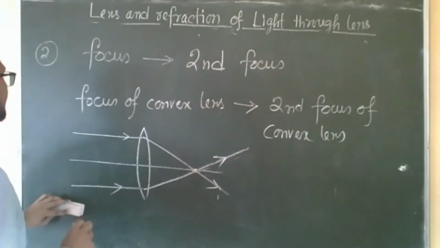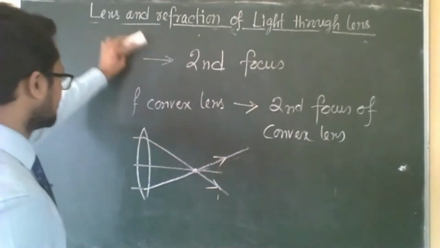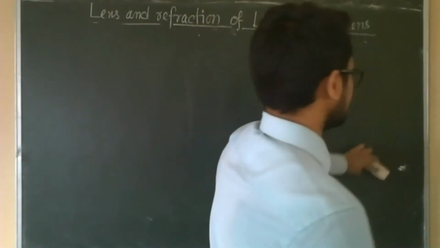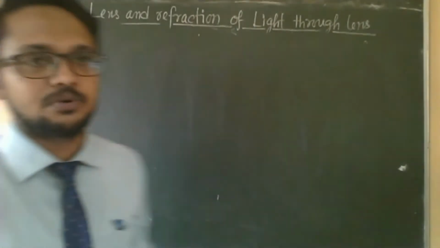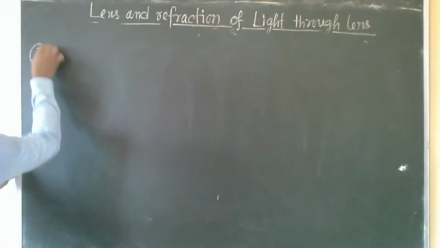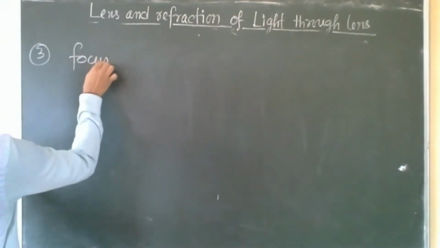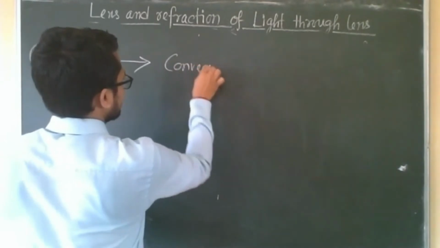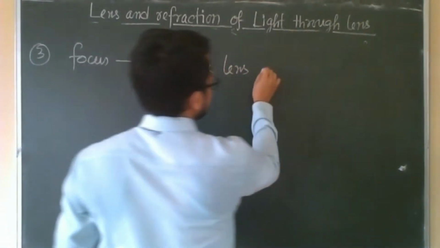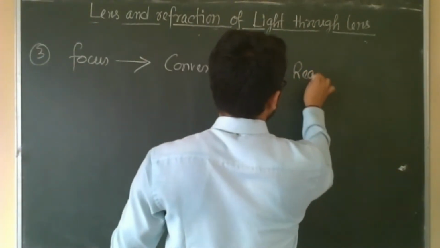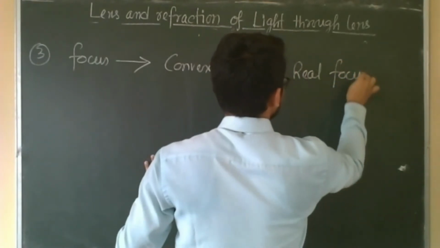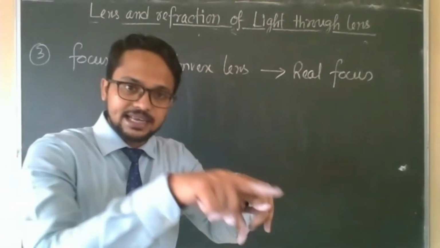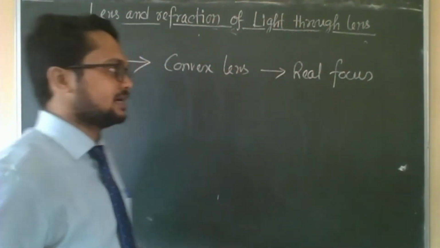Okay. Third point in your book tells that focus for convex lens is the real focus. For convex lens, it is a real focus, because in this case the rays are meeting at a point, physically they are meeting at a point.